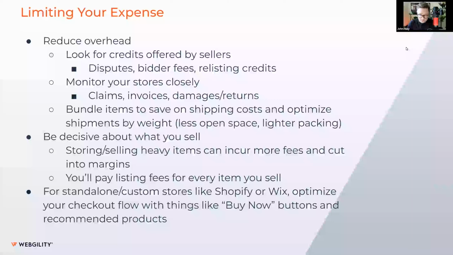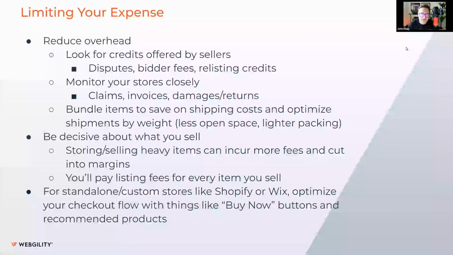Same thing with bidder fees. If somebody puts a bid on an auction and it falls through, a lot of times you're entitled to either a relisting credit or the refund of the bidder fees because the item did not sell. So making sure that you don't lose those little nickel and dime fees that you're paying on stuff like that is important, especially in the case where something falls through and you didn't have control over it.